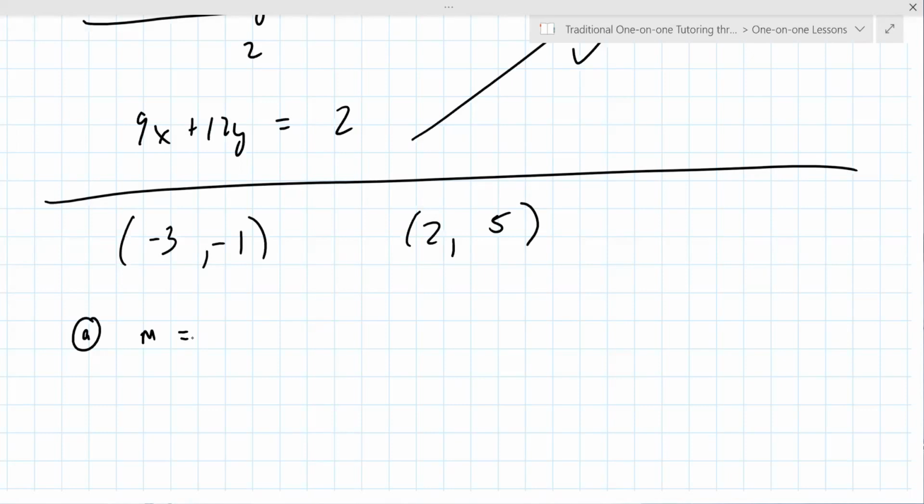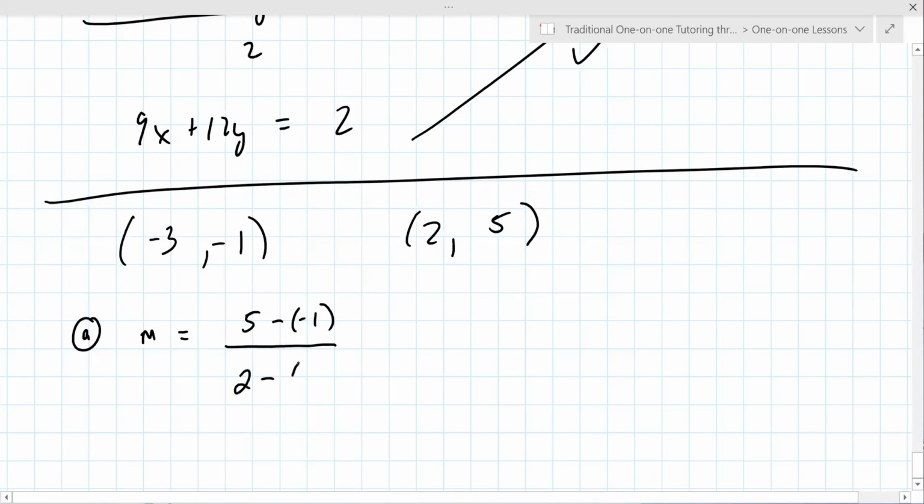Let me know when you get that slope. I get 5 minus -1 over 2 minus -3, so 6/5. No mixed numbers anymore. Okay, so you've graduated from that.